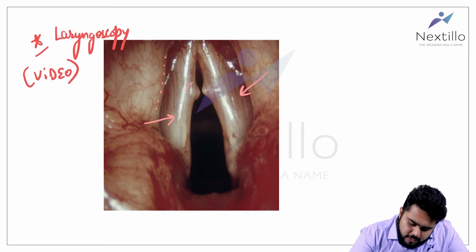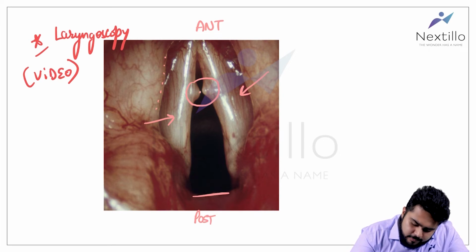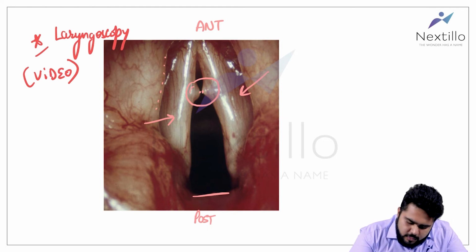Now the important thing over here is this. Everybody can make out, right? This is anterior, this is posterior. So this will be the posterior commissure. This will be the anterior. Here, you can see at the junction of anterior 1/3 and posterior 2/3, this is a vocal nodule.